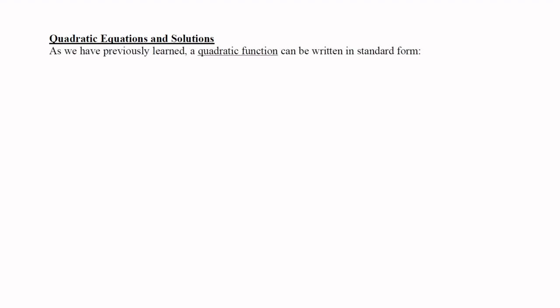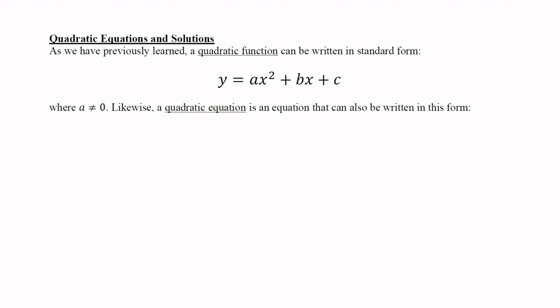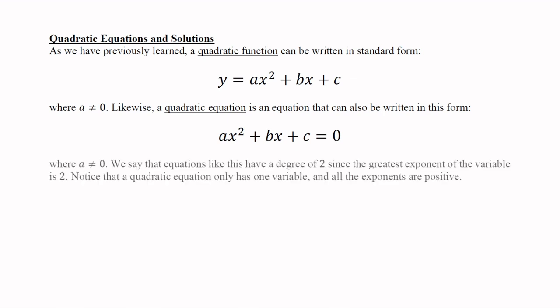As we have previously learned, a quadratic function can be written in standard form, which is y equals ax squared plus bx plus c. Now, remember, a cannot be 0, because if a is 0, then we do not have a quadratic function. Likewise, a quadratic equation is an equation that can also be written as ax squared plus bx plus c equals 0, where a again cannot be 0.